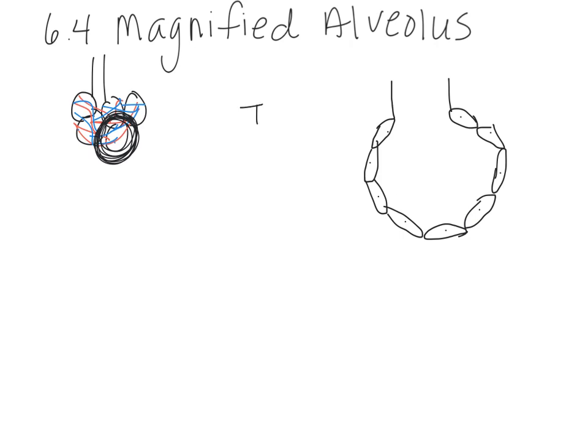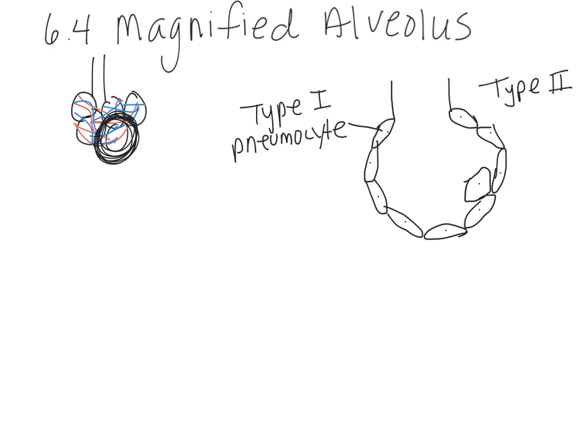Those are called type 1 pneumocytes. The type 1 pneumocytes actually form the wall of the alveolus. Now, the next thing I'm going to draw in is the other type of cell that we see in an alveoli, and that's kind of on the inside of the alveoli here. It also has a nucleus, and that is called a type 2 pneumocyte.